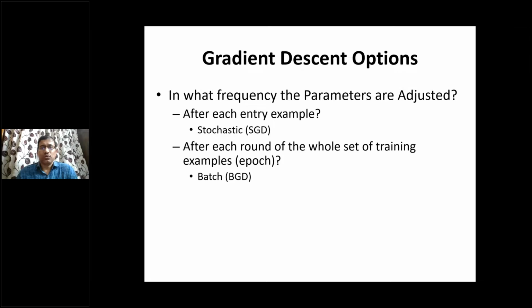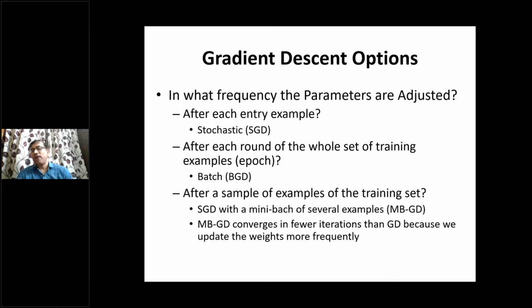As I told you, how fast we do this depends on the method. Stochastic means that after each entry you can update, which is very costly. There is batch, and there is mini batch. There are different ways you can do that.